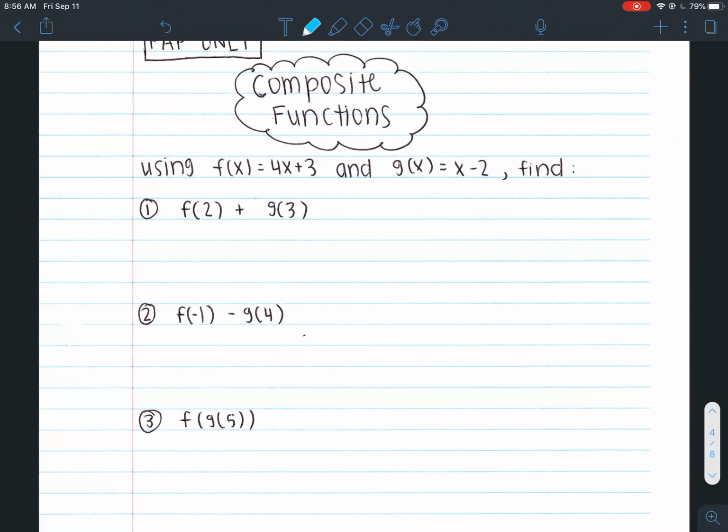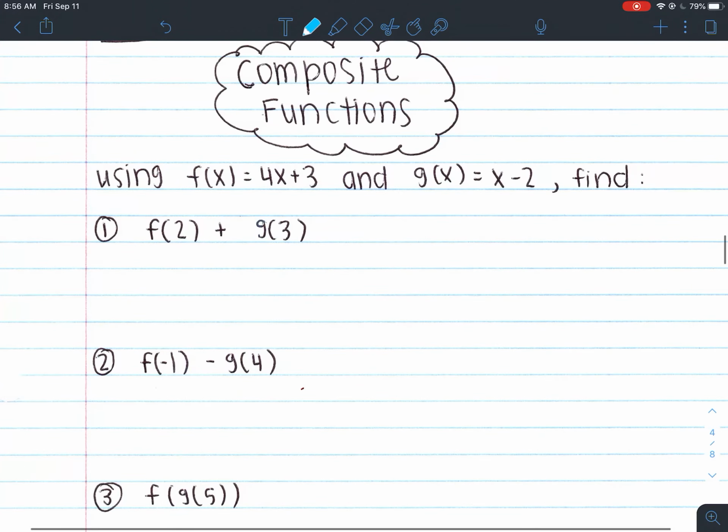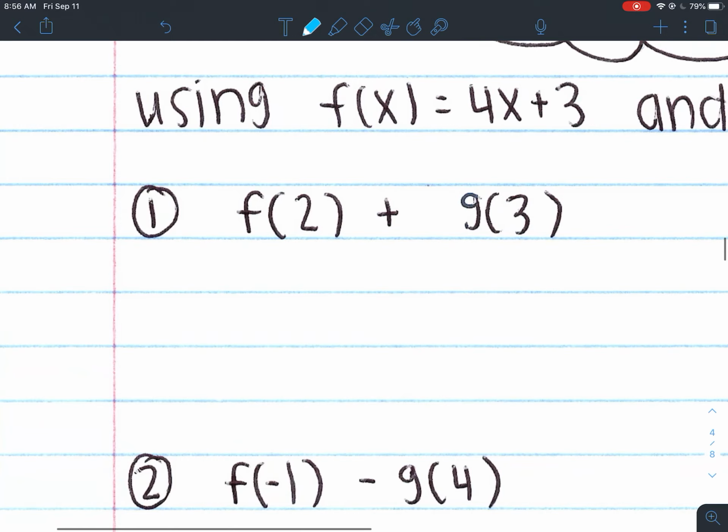Now, number one is saying that we're going to take f of 2 and add it to g of 3. So we need to do these functions separately and then bring them together. First it wants us to find f of 2. Now remember, what is this 2 really replacing? It was f of x, but now it's f of 2. So they're replacing the x with a 2.